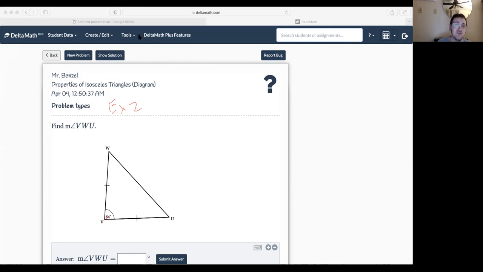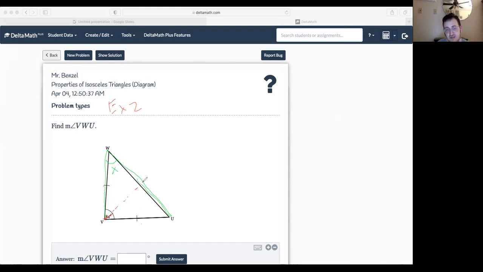If the symbols are looking a little busy for you, I would just highlight the angle that they are asking us for. I'm going to use maybe a green highlight on my Zoom. So I'm going to go VWU. It's asking for this green angle that I will call X. And if I am using symmetry in this, I'm going to draw my line of symmetry. Notice that this side and this side are congruent.